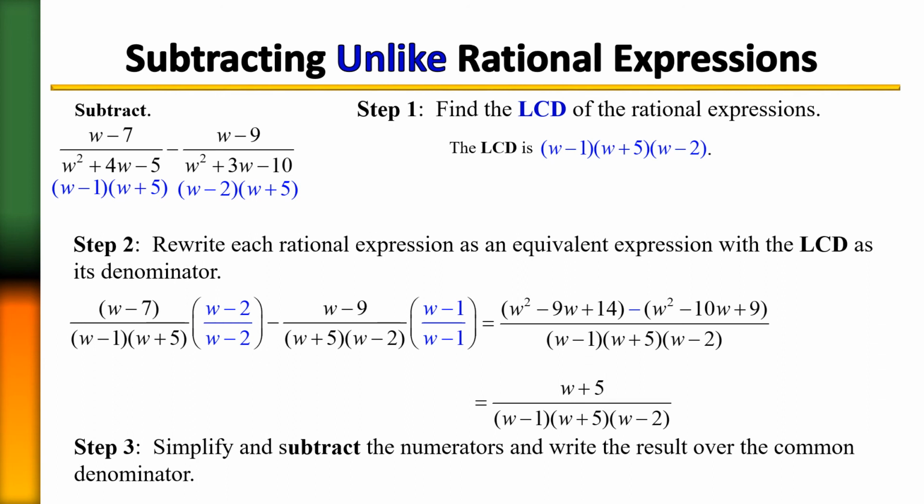Lastly, I want to look at the top and the bottom and see if there's any common factors that I can cancel out. And sure enough, we have one. What is it? That's correct, W plus 5. And recall, when everything cancels, such as in the top, it does not cancel to 0. Be careful with that. It cancels to 1, and you must write that 1 there. So my final answer then is going to be 1 over W minus 1 times W minus 2. And there you have it, subtracting unlike rational expressions.